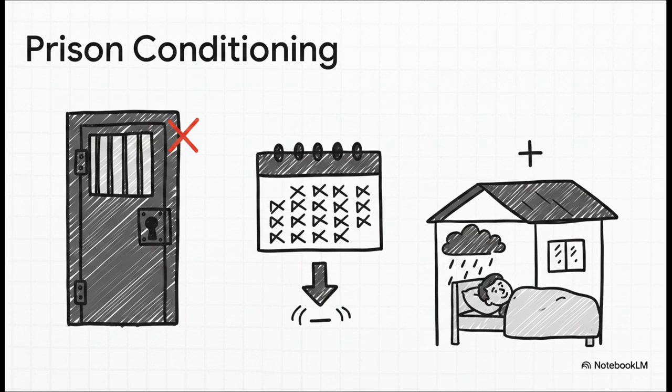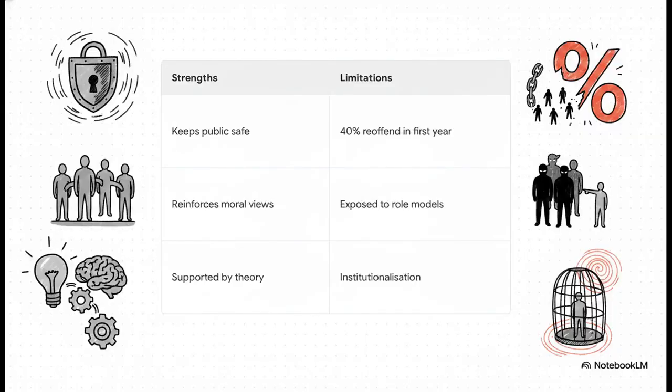And here is a crazy twist. For some vulnerable people, like the homeless, prison can inadvertently be a positive reinforcer. It provides guaranteed food and shelter, which might literally encourage them to reoffend just to get back inside. Wild, right? Now for the critical evaluation. This is your golden ticket in the exam. What are the actual strengths and limitations of custodial sentences?